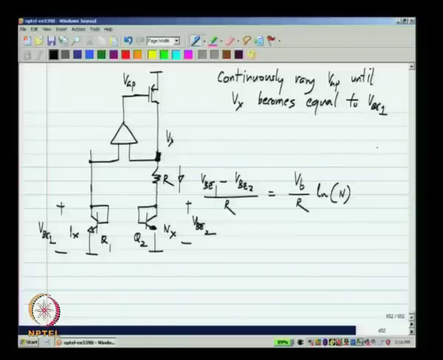Now, the other thing is that the difference between these two voltages VBE1 and VBE2 will be equal to Vt ln n if the currents in the two transistors are the same. Okay.